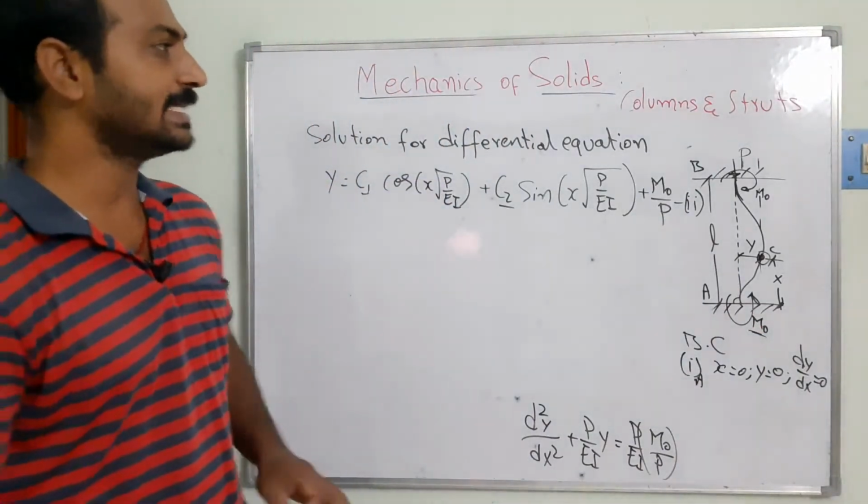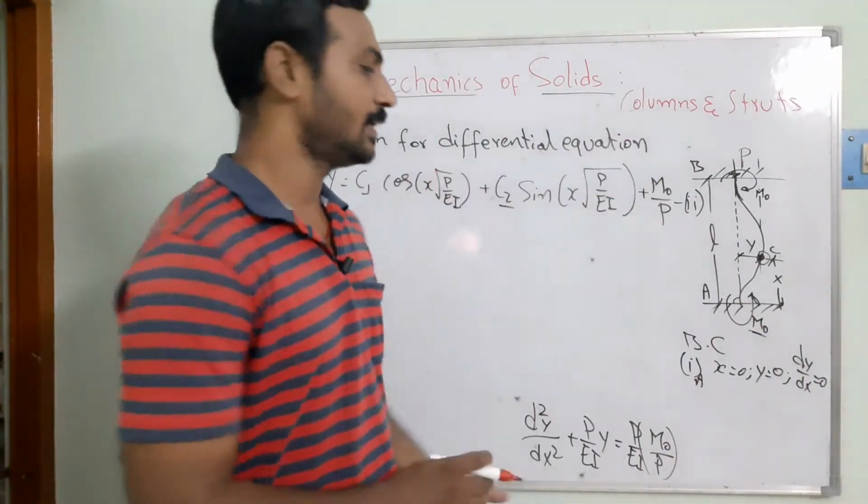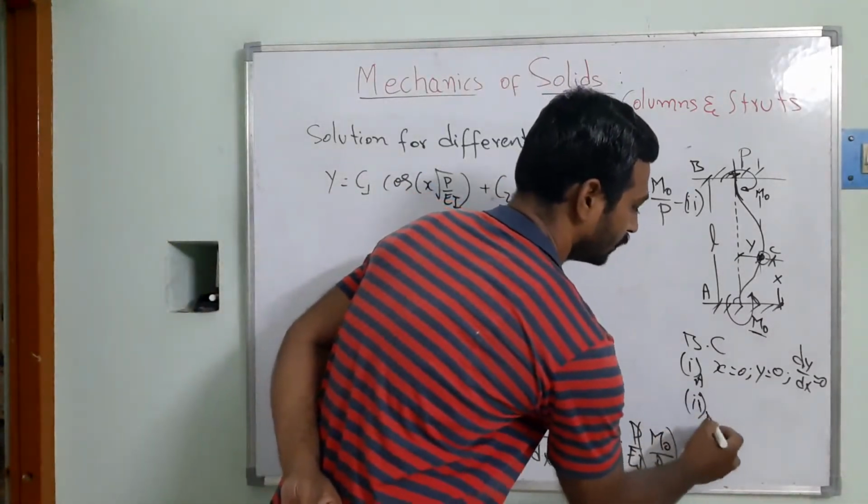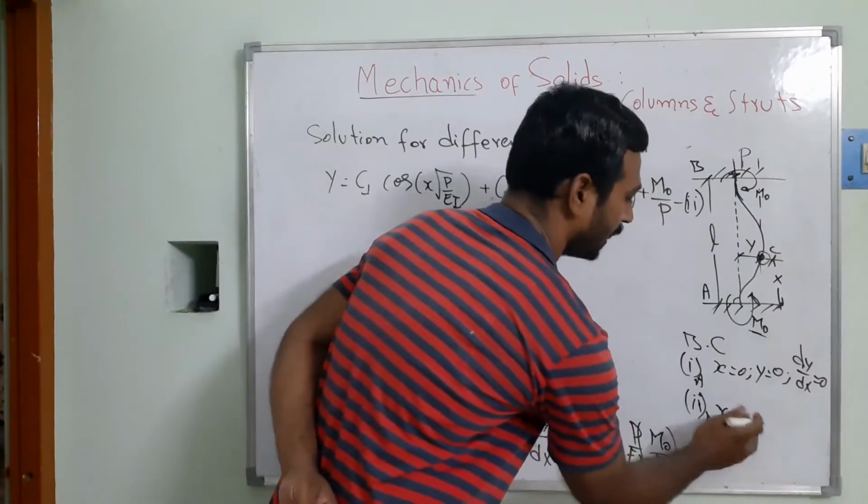Now I am going to take the second boundary condition here. The second boundary condition I am going to take at B. So now you can tell me what is the value of x.